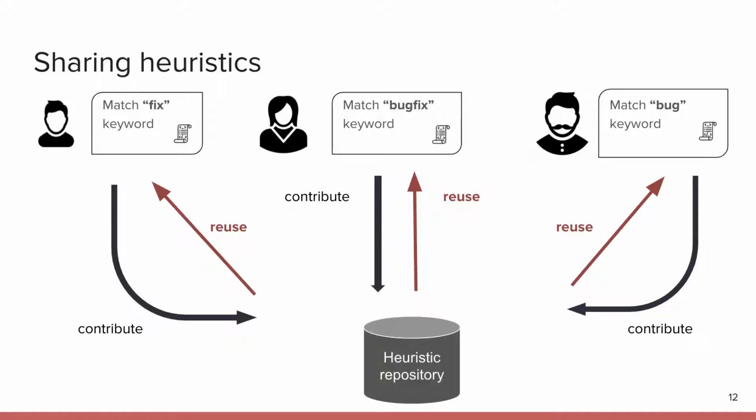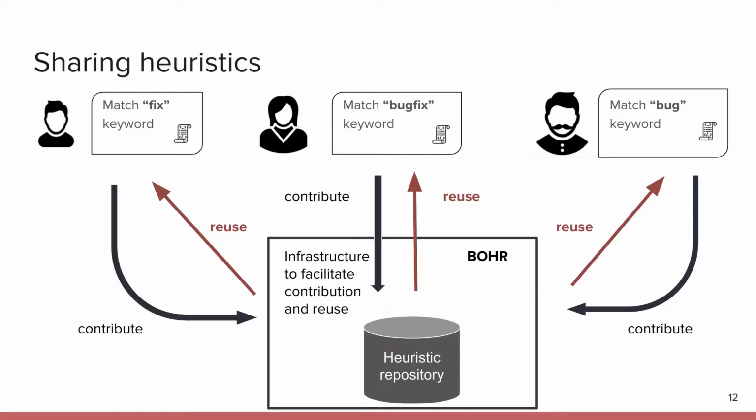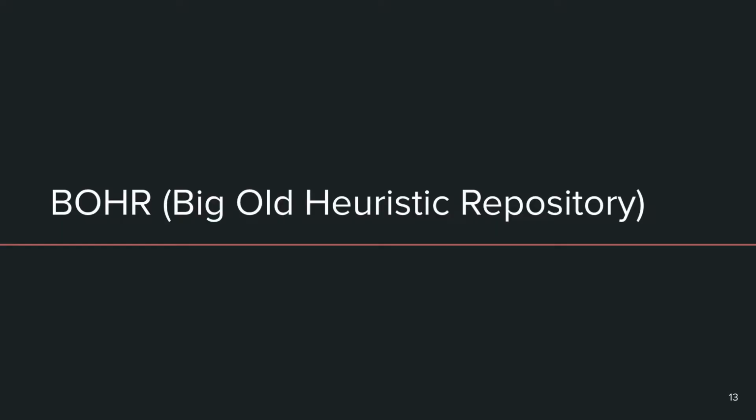Maintaining a shared repository, as well as contributing to it and using it, has extra costs. That's why we propose BOHR, Big Old Heuristic Repository, a repository to collect the heuristics, as well as the infrastructure to manage it and make its usage easier. BOHR achieves its goal of facilitating sharing and reusing knowledge in the following ways.